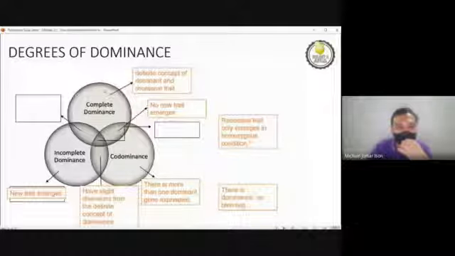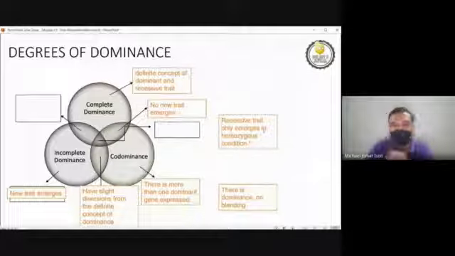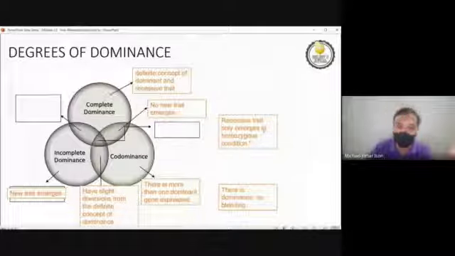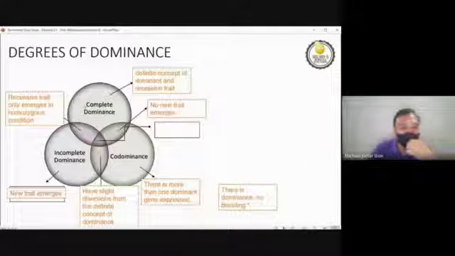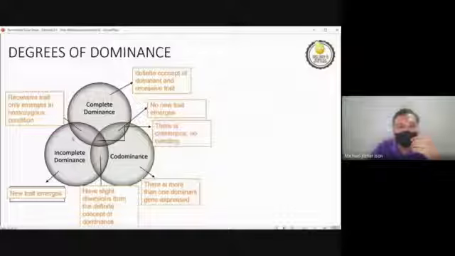Okay, last two. Recessive trait only emerges in the homozygous condition. Where do you think this should be? Should it be over here, between complete and incomplete, or over here, which is in the very middle? So the answer to that is this one. So the recessive trait only emerges in the homozygous condition for complete and incomplete dominance. And for the last one, there is no dominance, no blending for this one.